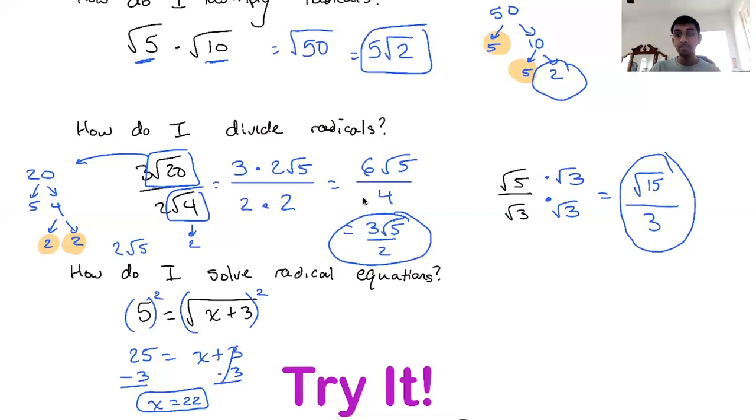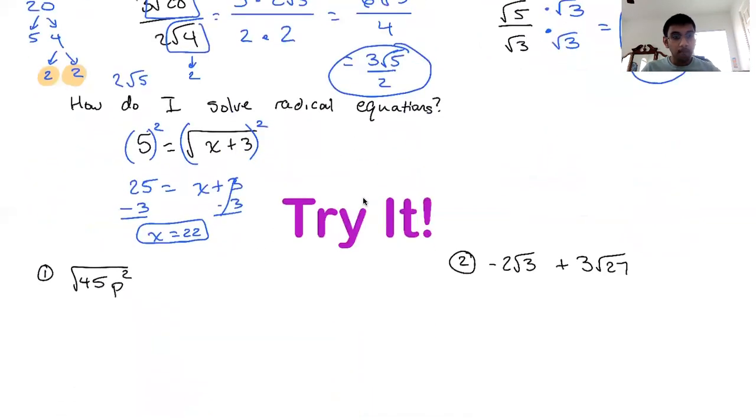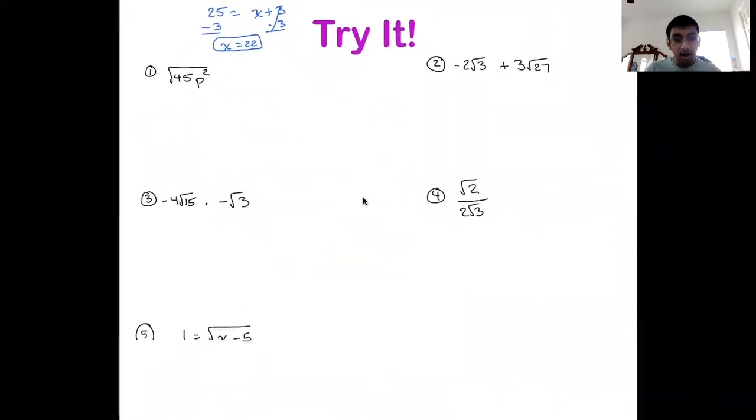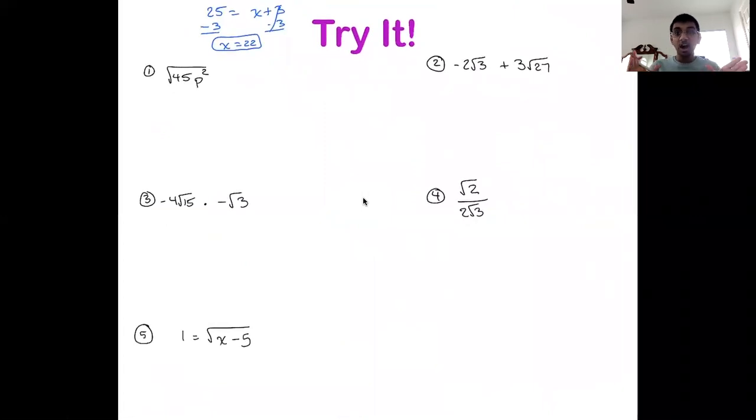So it's not too bad. You just have to make sure that we can get the radical by itself on one side, so we take the square root of the radical on both sides. So now let's do some practice examples. Now pause the video. Try your best. See if you could do these, and then we'll come back and see how well you did.